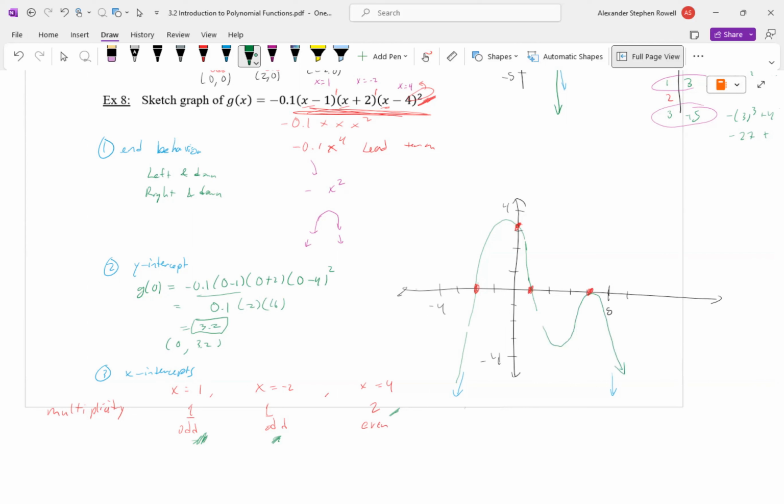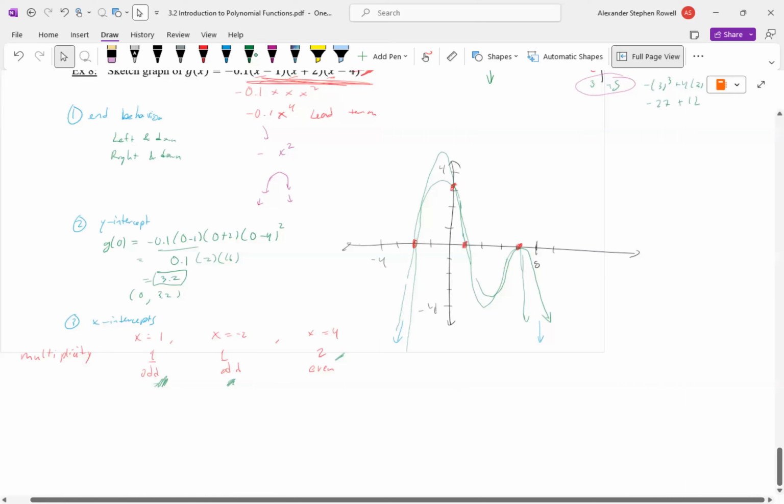But I'm not sure what this graph looks like. It could be stretched out even further. Oh man, I'm really struggling here. I'm not sure. To be more accurate, we plug in more points. Step 4, plug in points.